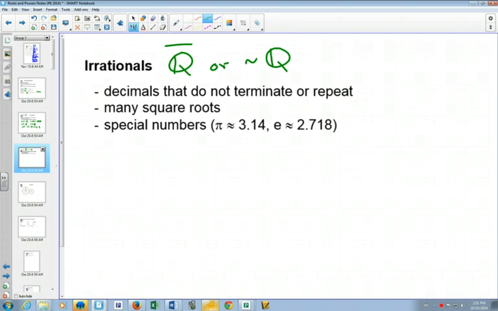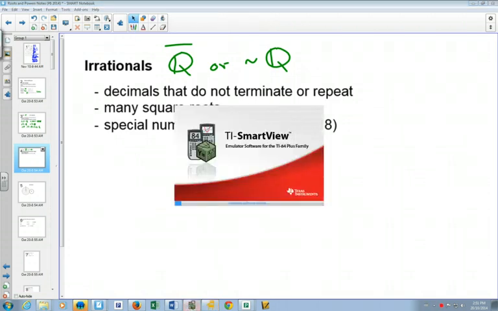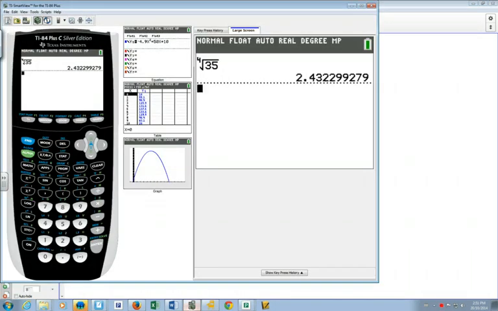So irrationals are decimals that do not repeat or terminate, many square roots, but not all square roots, and special numbers like pi and e. Have you heard of the number e before? No, that's different. There is an e button on your calculator. It's right below the pi button. If you take out your calculator, you can go second e, and there it is, 2.7.